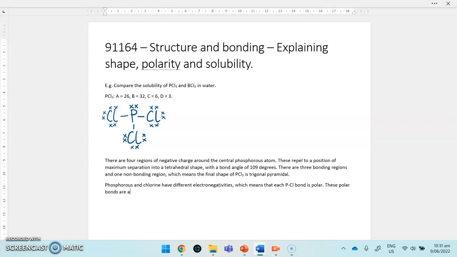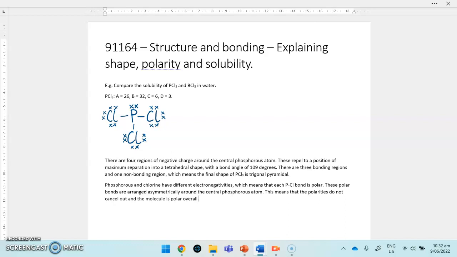Polar bonds are arranged asymmetrically, that means non-symmetrically, around the central phosphorus. That polarities do not cancel out, and the molecule is polar.